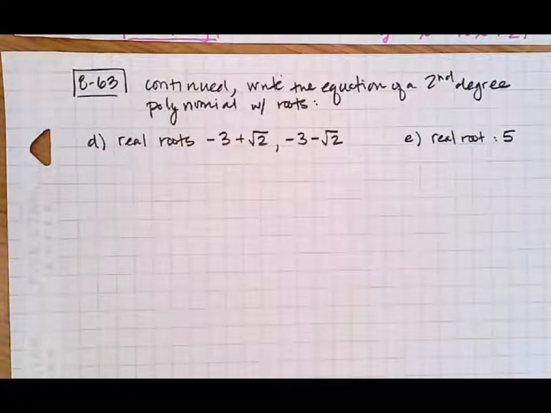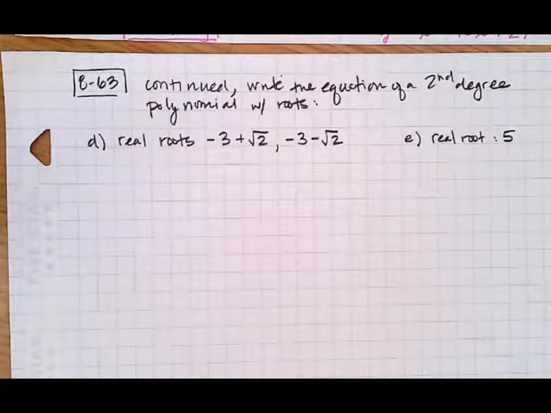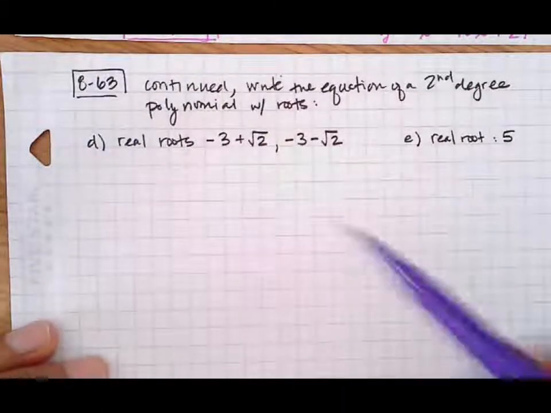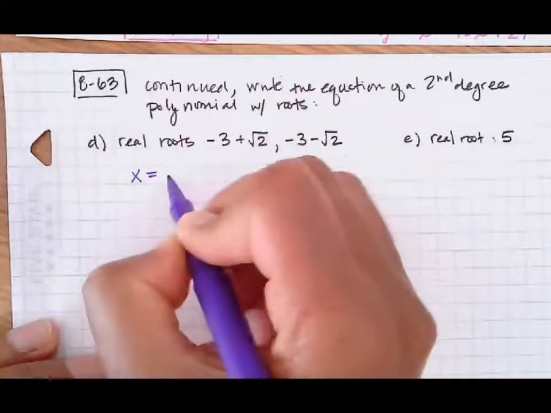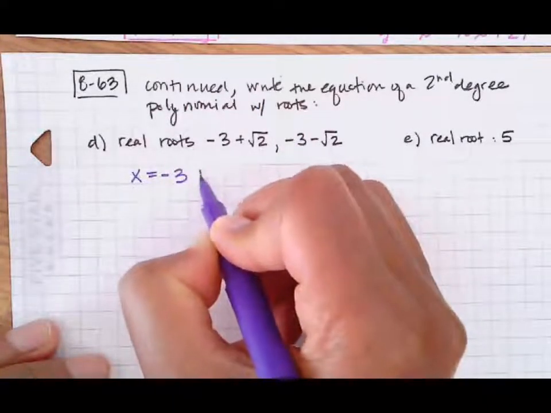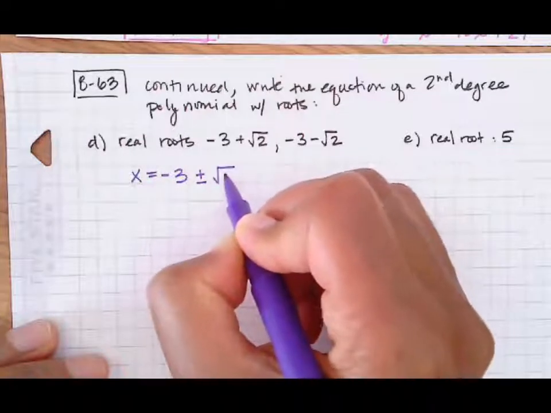Hello, this is a problem from CPM Integrated Math 3, 8-63, where if you are given pairs of numbers that are roots of a polynomial, write the equation of that second degree polynomial with these corresponding roots. So I like to combine these two things together: they are both -3, one is plus, the other is minus the square root of 2.